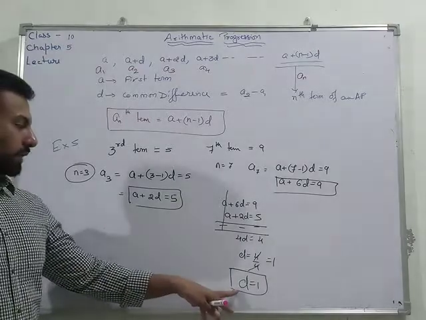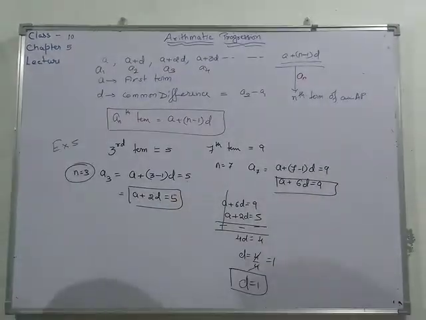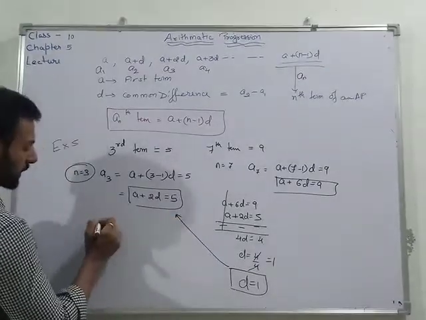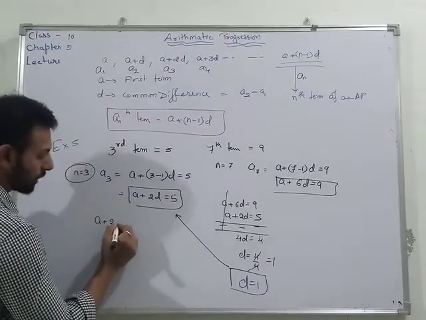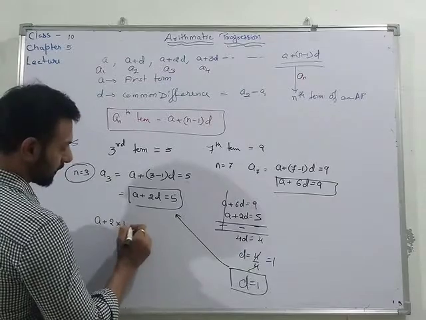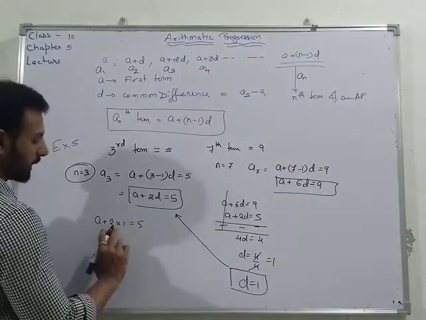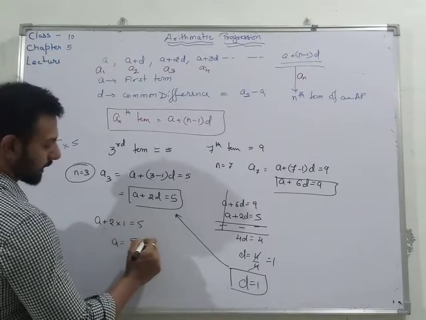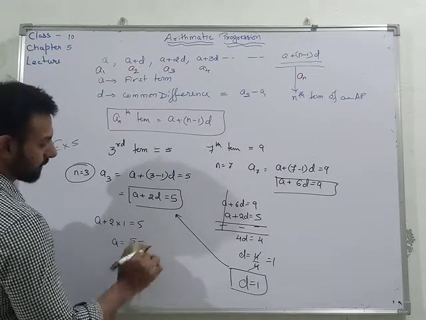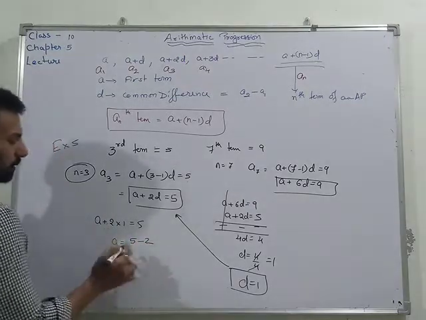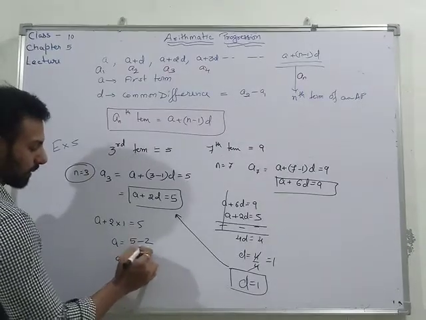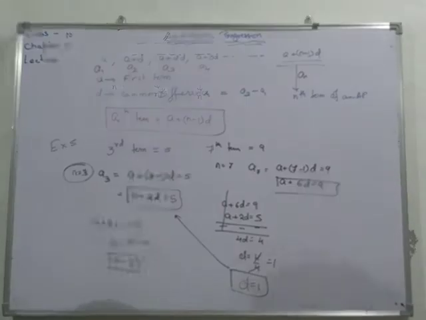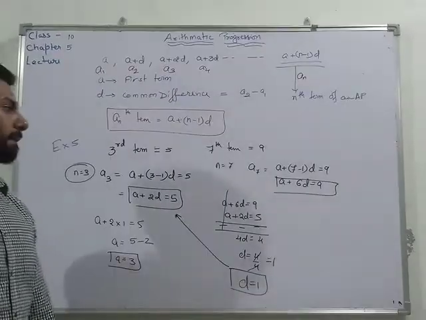We can substitute this d is equal to 1 in any of the equations. Now we are substituting into this equation. a plus 2 into d, d is 1, is equal to 5. Taking this 2 to the right hand side, this will be 5 minus 2. So a is equal to 5 minus 2, which is 3. We are getting a is equal to 3 and d is equal to 1.